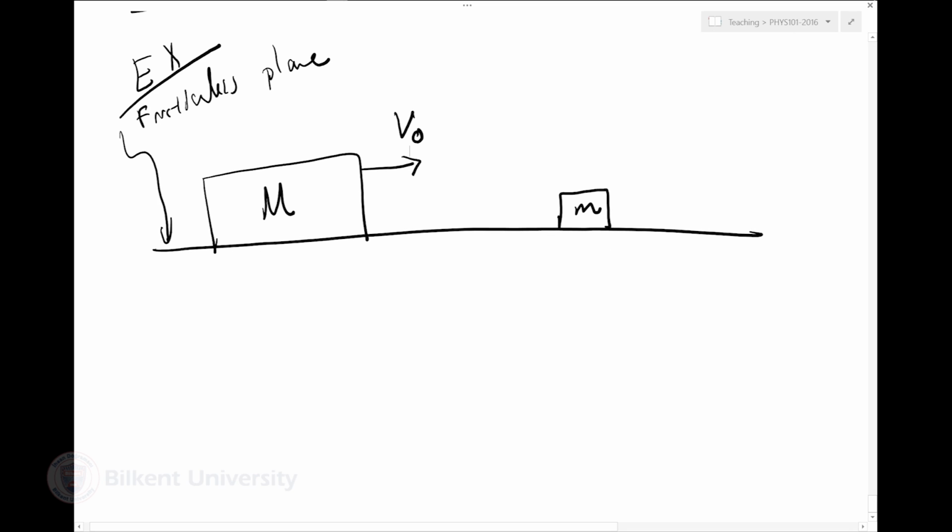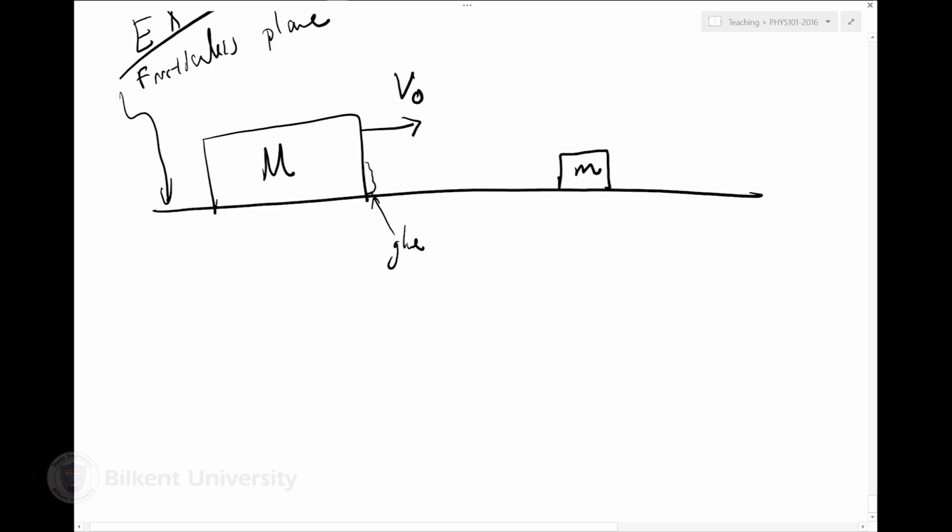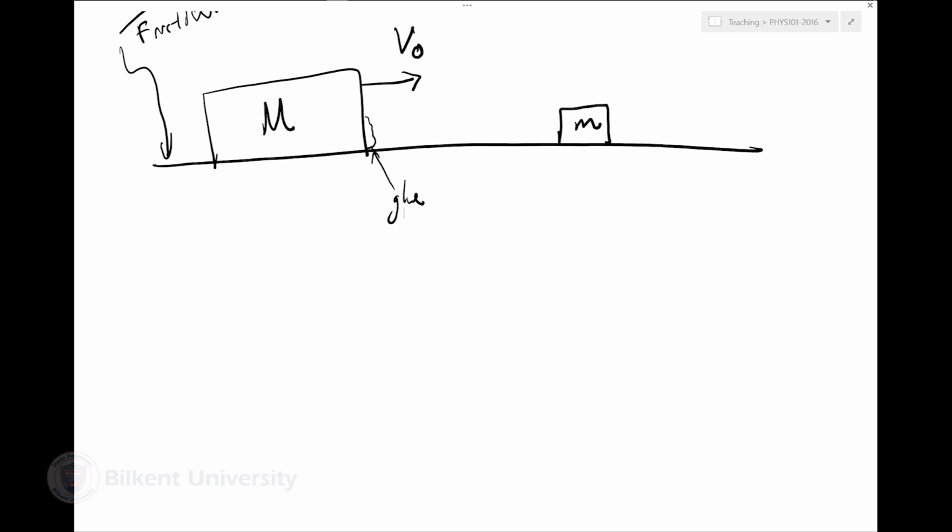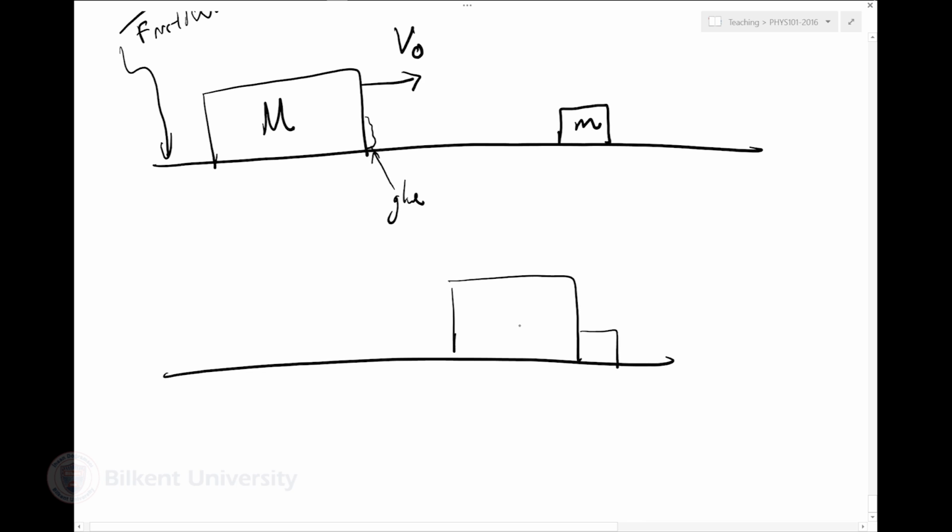To make things interesting, I'll put some glue onto the first mass. Okay? So when these objects collide, they will stick to each other. And what I would like to find out is what's the final speed, final velocity of the combined system.